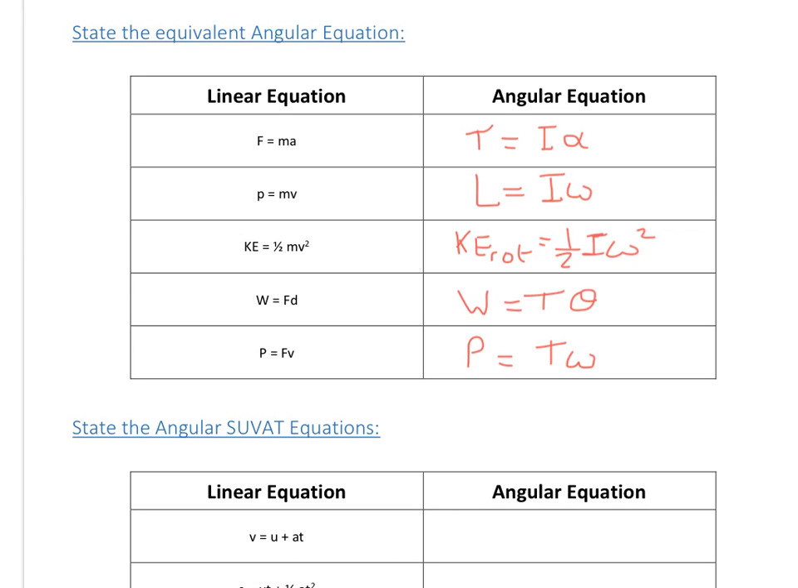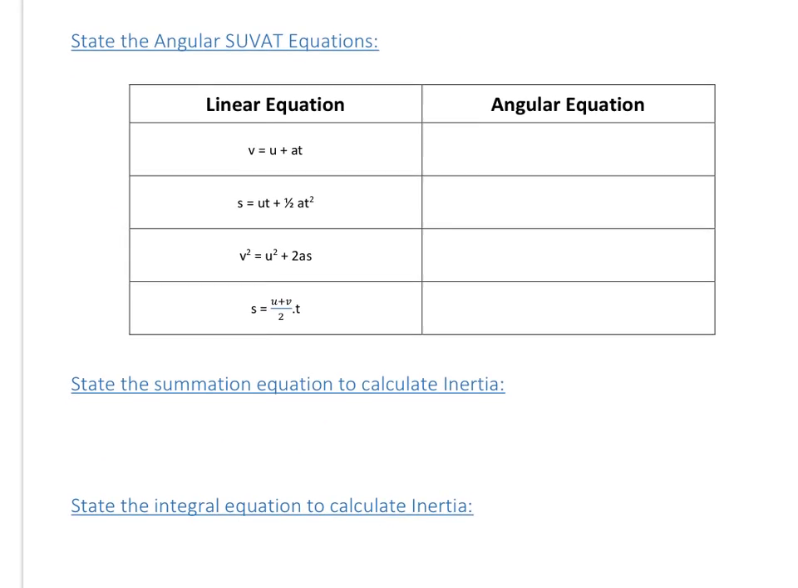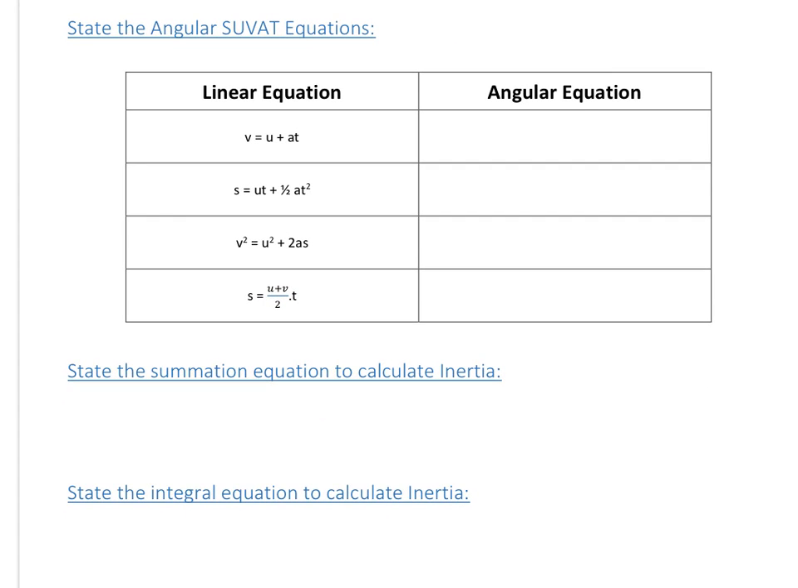There are also angular equivalents of the SUVAT equations, so let's take a look at those. Here we've got v equals u plus at. In angular acceleration we don't have separate symbols for initial and final, so you will often see them with small subscripts. The final angular speed is going to be the initial angular speed plus the angular acceleration times the time over which that acceleration occurs. Hopefully that one is fairly simple to follow and understand.